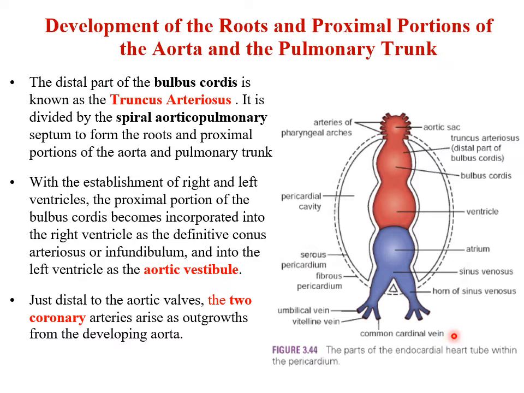This is a very simple picture for the loop of the heart, just to keep in mind. Bulbus cordis, sinus venosus. Here are the ventricles. This is the atria. This is the sinus venosus, with its two horns here. And here the bulbus cordis terminates in the truncus arteriosus, and its terminal part is the aortic arches. Collectively, the aortic sac is here, and the arteries of the pharyngeal arches are there according to the number of arches we have.